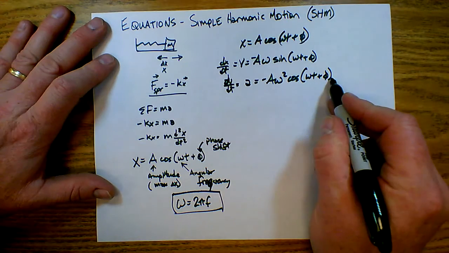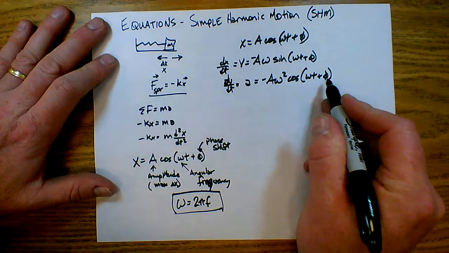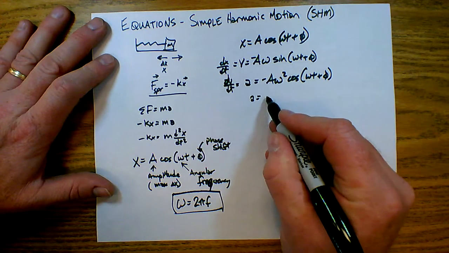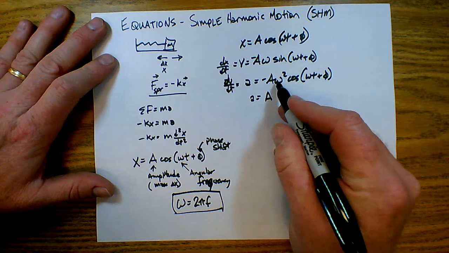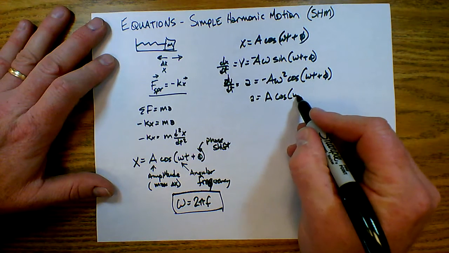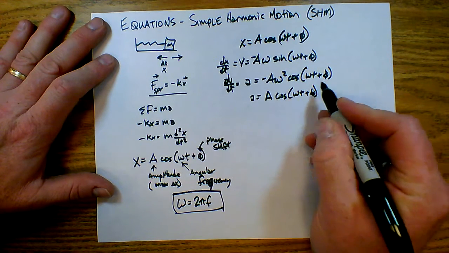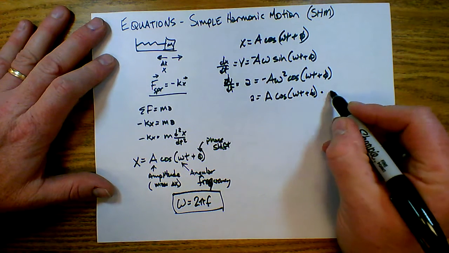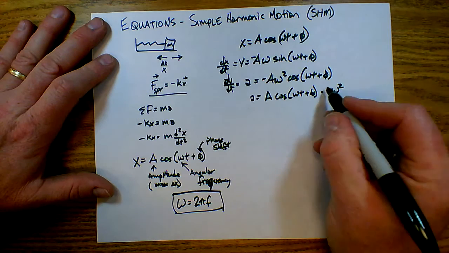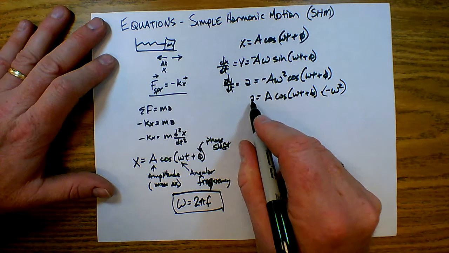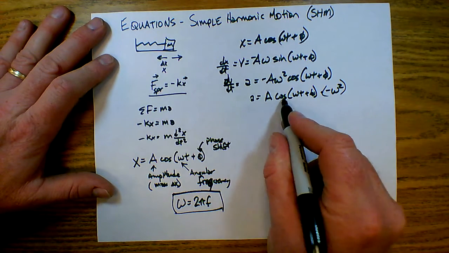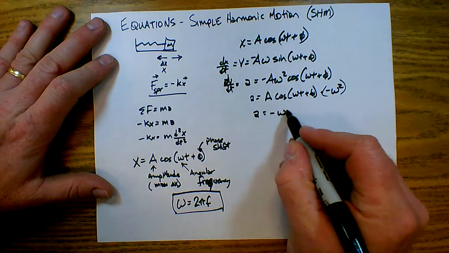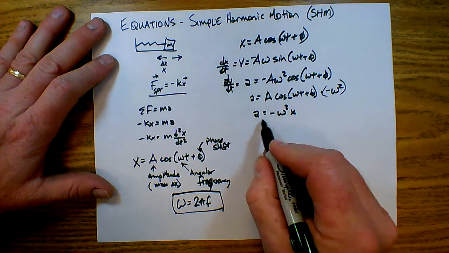Now, if I look at this function right here, minus A omega squared cosine omega t plus phi, I'm going to pull out some stuff. My acceleration is going to have the A and the cosine of omega t plus phi, and what I'm left with is minus omega squared. So this whole thing times minus omega squared, that's the acceleration. And I notice that this function here, A cosine omega t plus phi, is just x. So the acceleration equals minus omega squared times x.